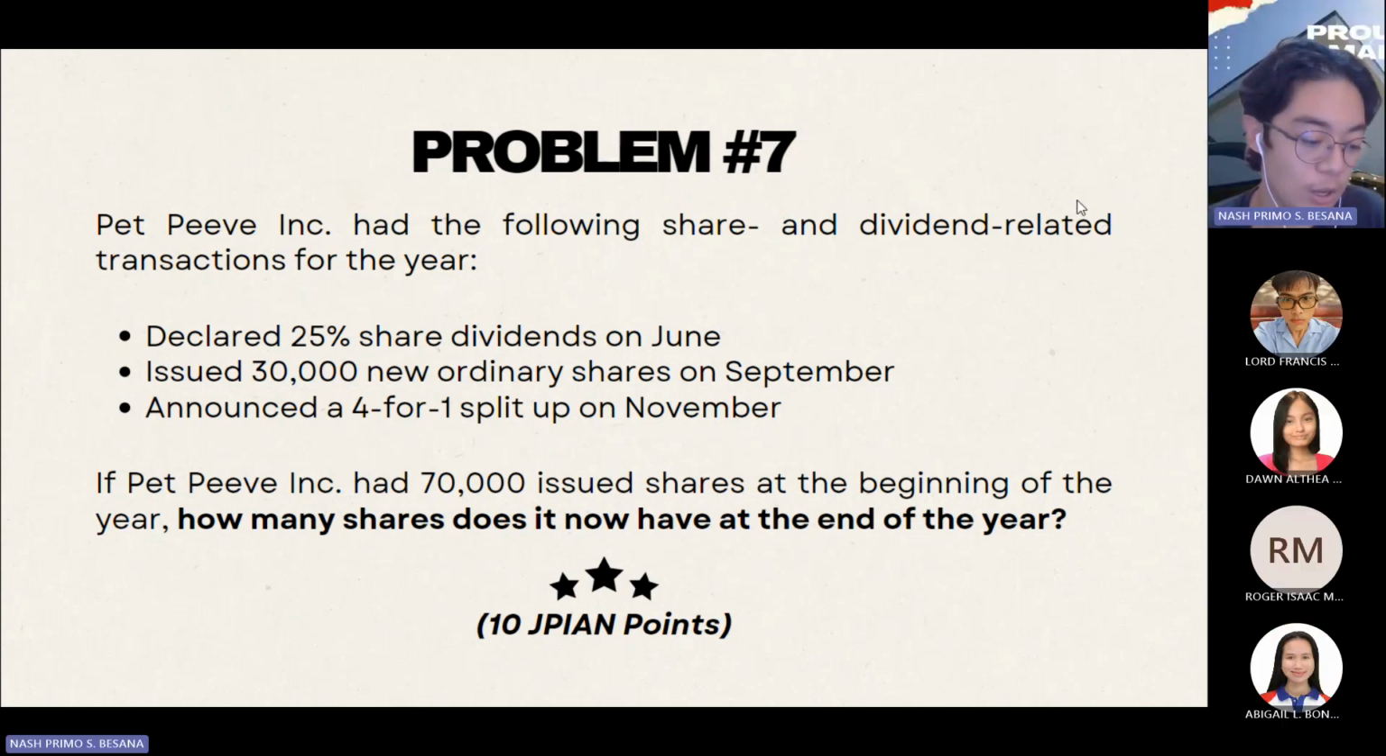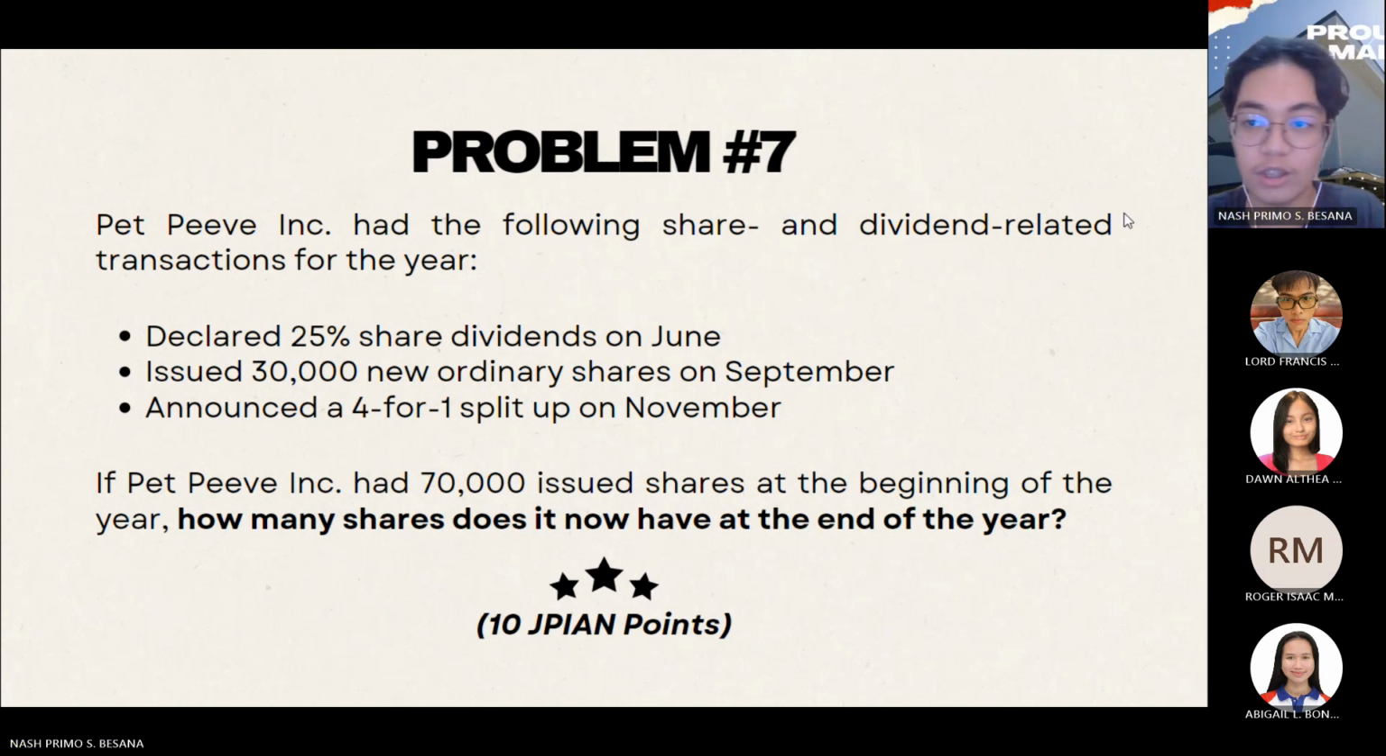Ayan, so may answer na daw si Roger na 470,000. So how about the others? Si Abby, do you have an answer na ba or we can answer reveal na? Ayan, so let us proceed.